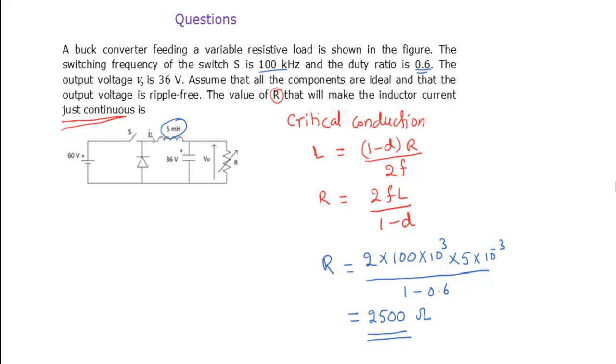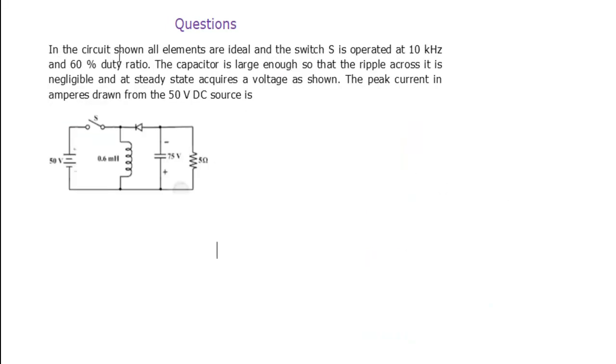Then move on to the next question. In the circuit shown, all elements are ideal and the switch S is operated at 10 kHz and 60% duty ratio. The capacitor is large enough so that ripple across it is negligible, and at steady state it acquires a voltage as shown in the figure. That means the steady state voltage is more or less the average voltage across the capacitor and load. The peak current in amperes drawn from the 50 volts DC source is.